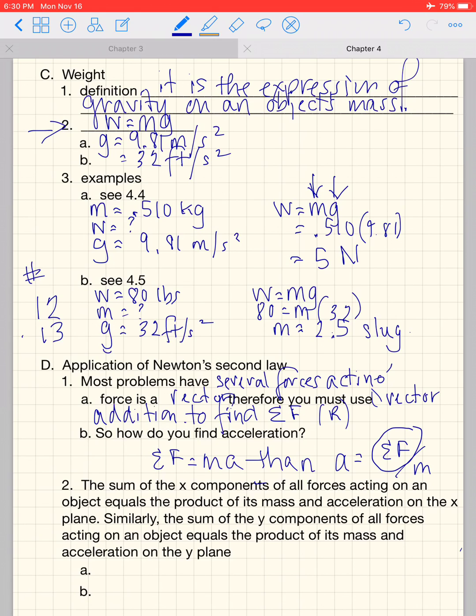You'll have two different components of acceleration going on, the x component of acceleration and the y component, and you can bring those together through Pythagorean theorem, just like you can bring together the sigma F sub x and the sigma F sub y.